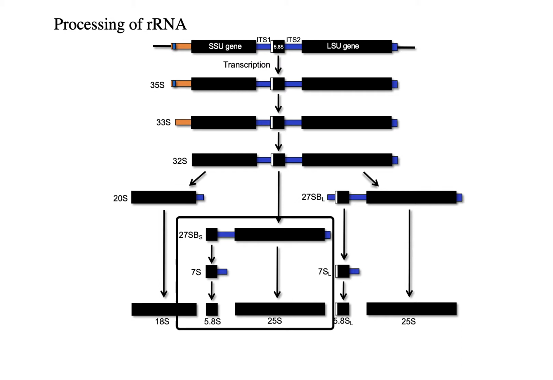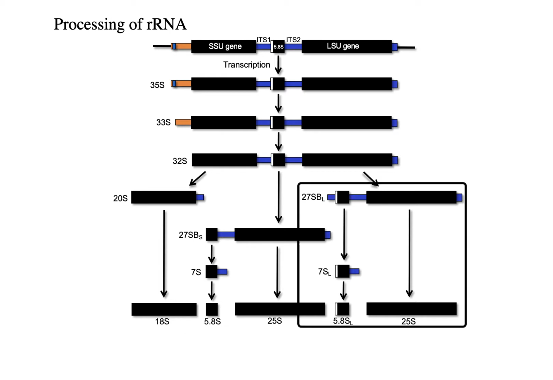A common one is here in the middle, where the ITS2 is chopped, and then you have 7SL and eventually the 25S, or large ribosomal RNA, and the 5.8S ribosomal RNA. In some cases, the 5.8S is a little longer, so it becomes a 5.8SL. It has a few additional nucleotides on the 5' end of the RNA.